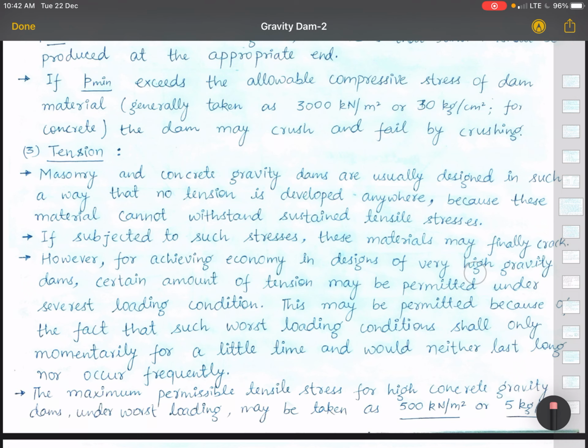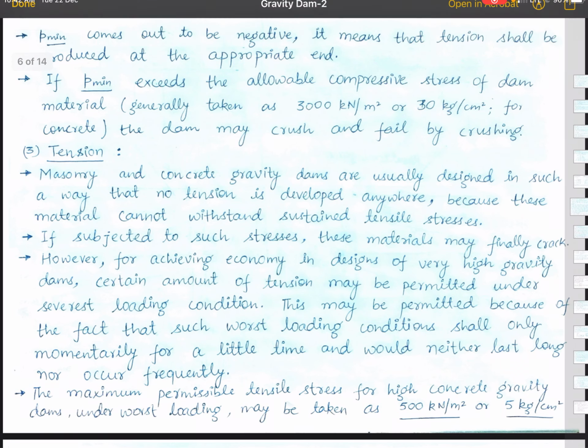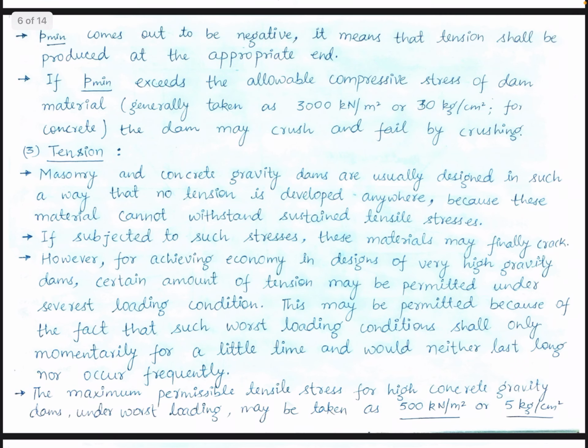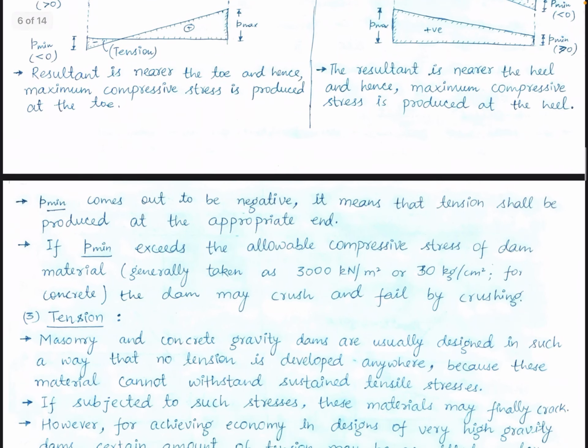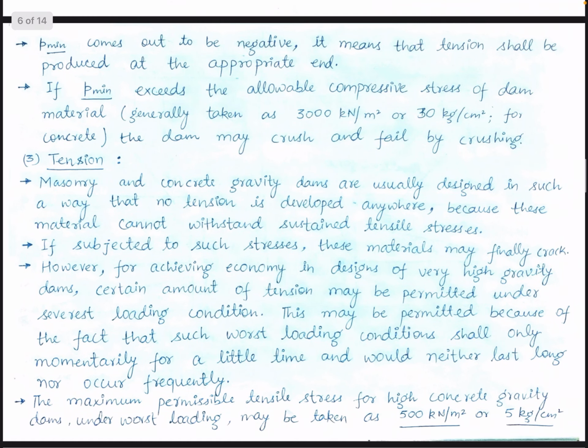Now, P minimum comes out to be negative. It means that tension shall be produced at the appropriate end if P minimum is negative. So if it is a reservoir full case, the tension will come at the heel. If it is a reservoir empty case, the tension will come at the toe.